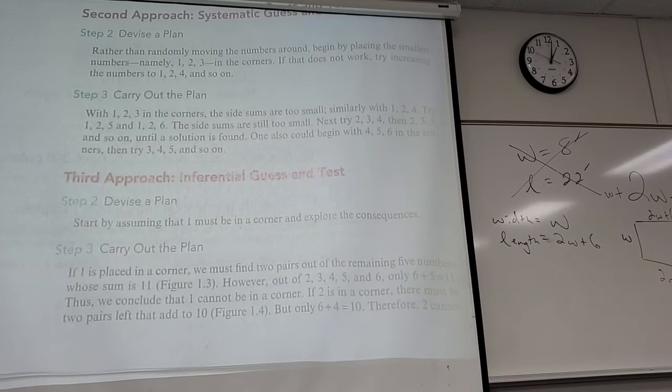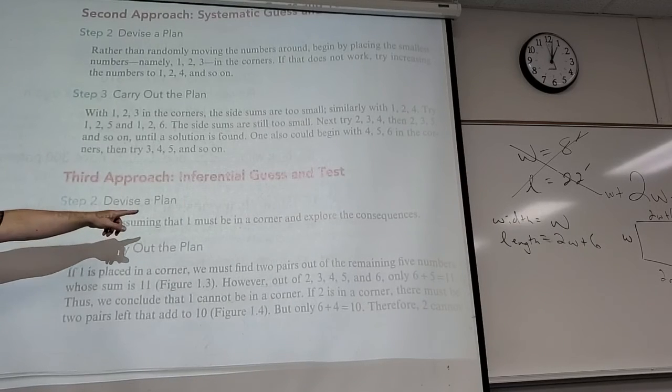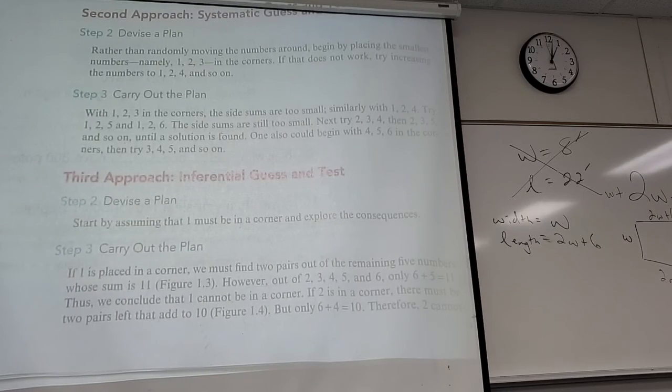So here they say, here's one approach to inferential guess and check. Start by assuming that 1 must be in a corner, and then explore the consequences. So here's where they start: if I put a 1 here, then this must add to be 11, and this must add to be 11, because they were supposed to add up to be 12 altogether.